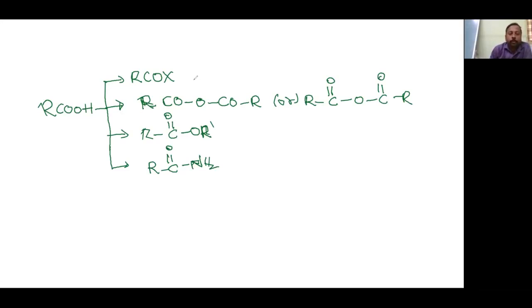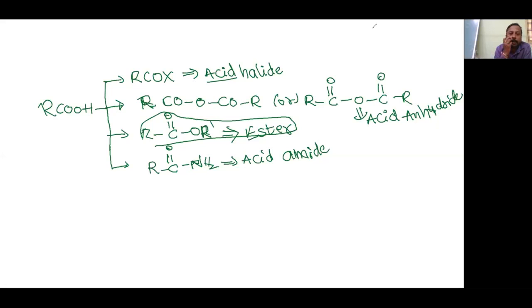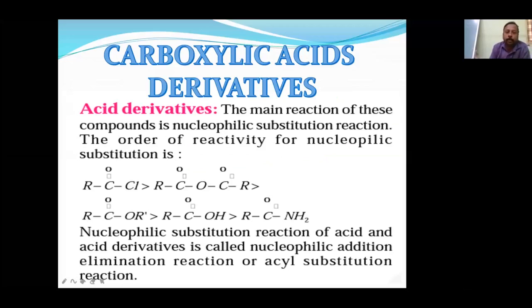Now you should know all of their names. This is acid halide or acyl halide. This is acid anhydride. This is ester and this is amide. All of you remember this. I think you should write it in your notebook with clear notes. These are the names: acid halide, acid anhydride, ester and acid amide. Now let us see the order. Their order is very important. If you don't know the name of the functional group, then I cannot expect you to remember the order.